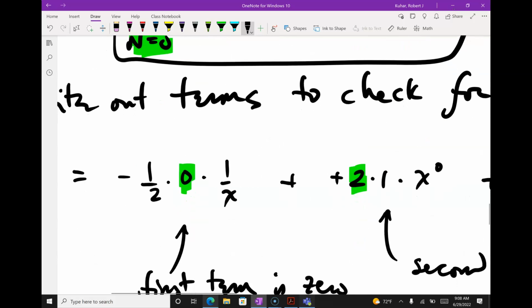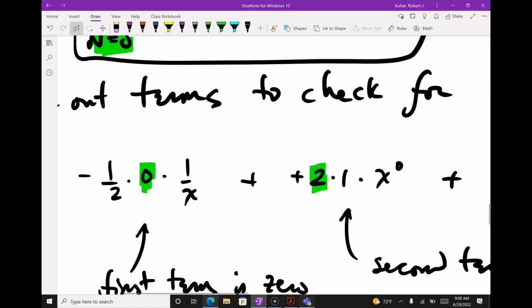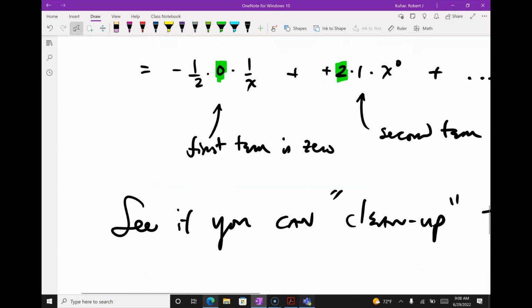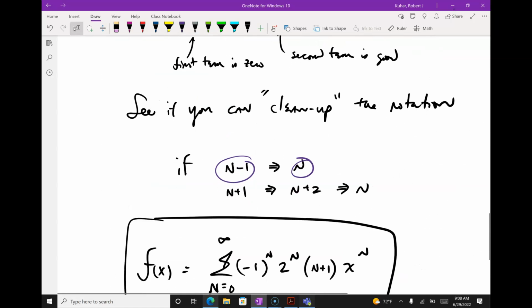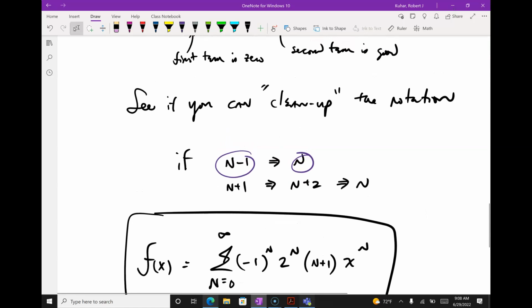What sign did I get here on my first term? I wanted to start at positive. It's the same as starting at 0. N plus 2 is the same as n, because if they start at 0, they're both even. I know that's a little confusing, but then what happens to n? N becomes n plus 1, because I'm just adding 1 to everything.